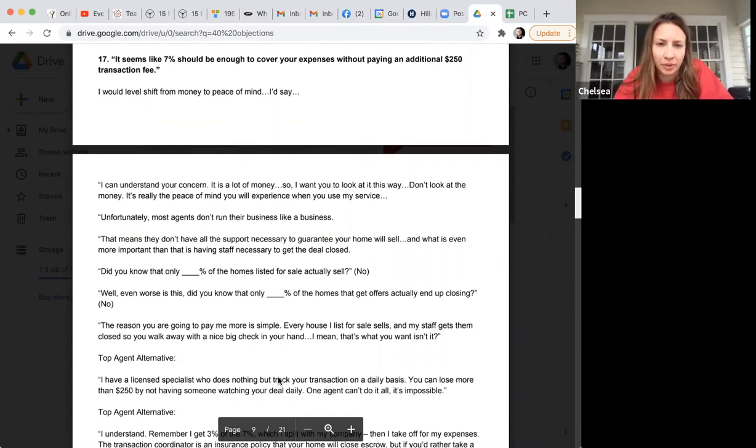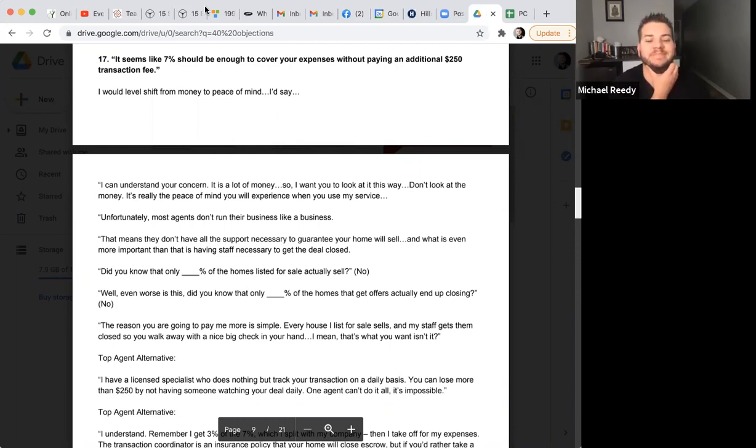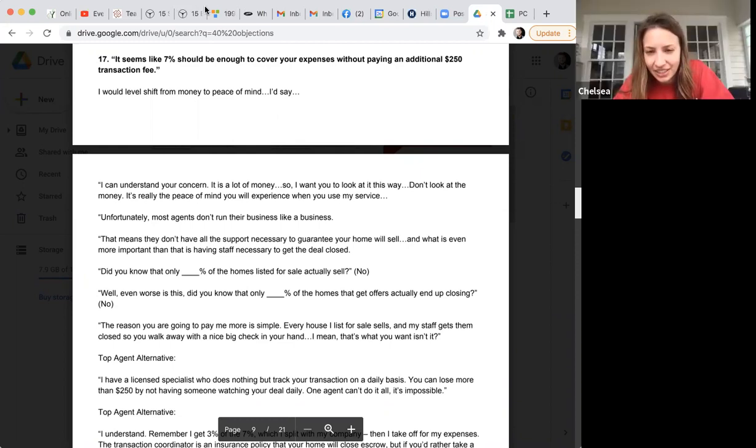Unfortunately, most agents don't run their business like a business. This means they don't have all the support necessary to guarantee your home will sell. And what is even more important than that is having staff necessary to get the deal closed. Did you know that only blank percent of homes listed for sale actually sell? No, even worse is this. Did you know that only blank percent of homes that get offers actually end up closing? No. The reason you're going to pay me more is simple. Every house I list for sale sells, and my staff gets them closed, so you walk away with a nice big check in your hand. I mean, that's what you want, isn't it?